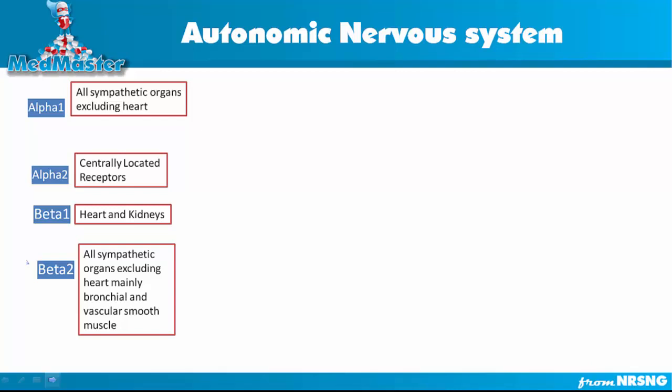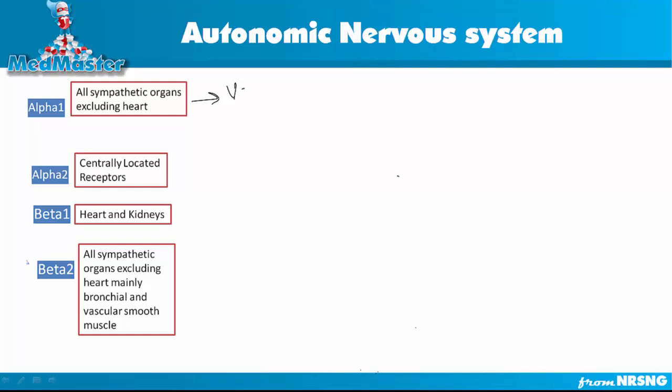All right, next slide. So we know which organs these receptors are located on. Let's talk a little bit about what will happen if we excite these receptors. So if you give a drug that binds specifically to the alpha 1 receptor, what will happen?